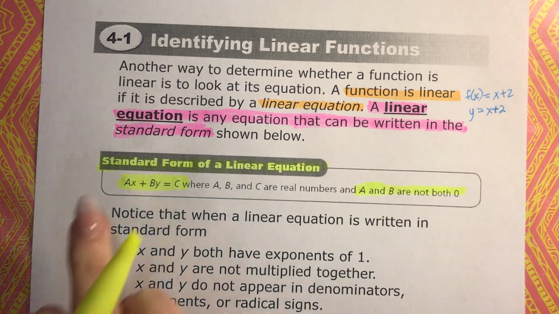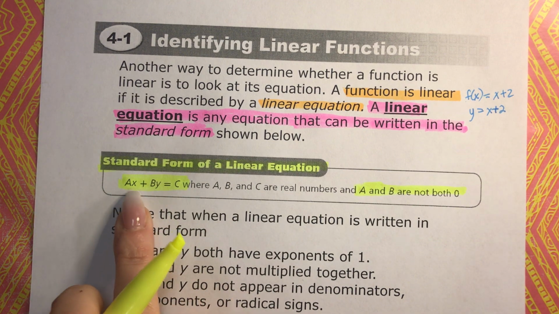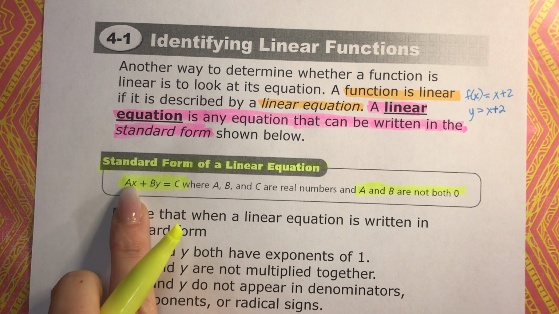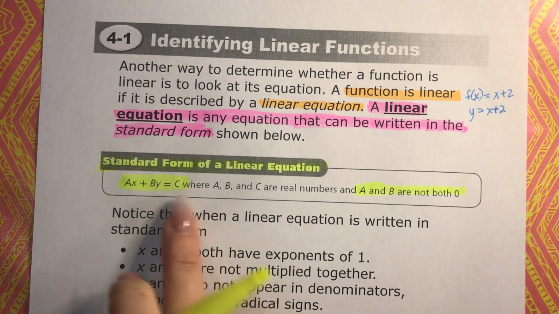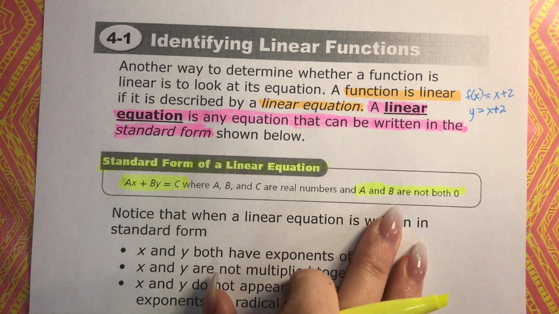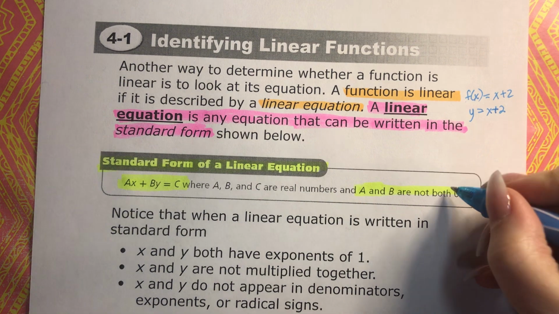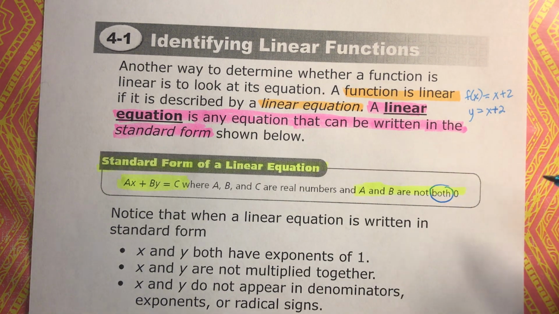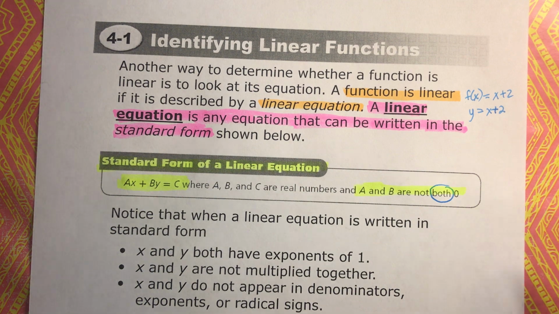So it doesn't work if A and B are both 0, because if they were both 0, it would be 0 times x, which is 0, and then 0 times y, which would be 0. 0 plus 0 would be just 0. And you have 0 equaling a number. So that doesn't work. The key thing is they both are not 0, but one of them could be 0, right? Just not both of them.